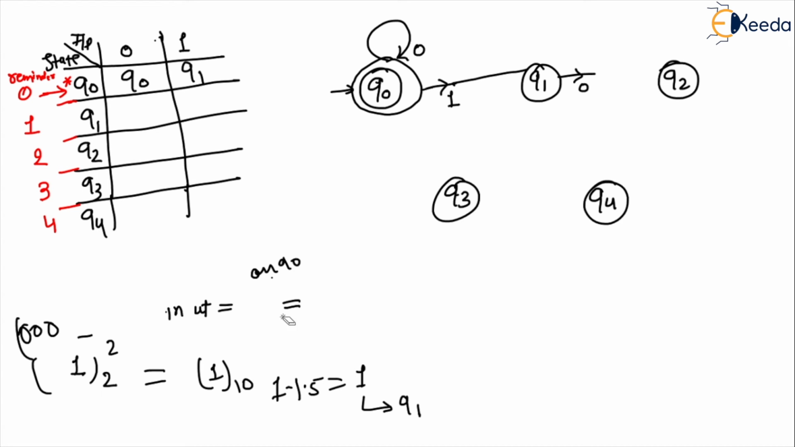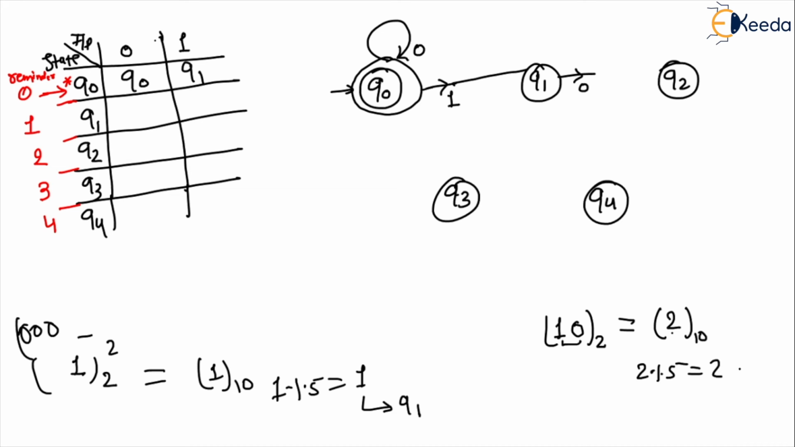So just see here, what is the input to reach Q1? That single 1. When you apply a single 1, you reach Q1, and after that the input is 0. So 1 0 in binary. What is the decimal of 1 0? The decimal of 1 0 is 2. Again I say that you should know how to convert binary to decimal. 2 mod 5, the remainder is 2, which means you go to the state Q2. So on input 0, you go to the state Q2.